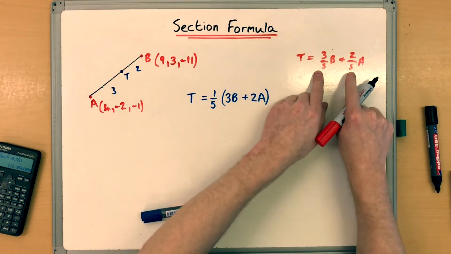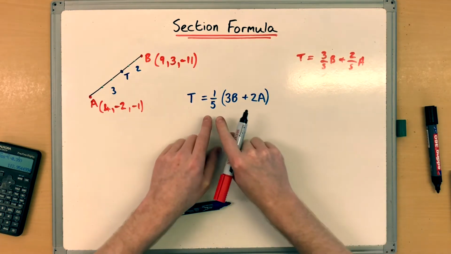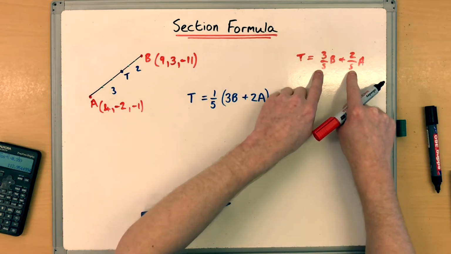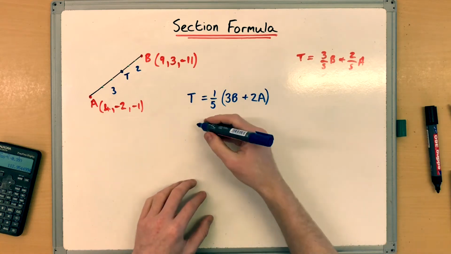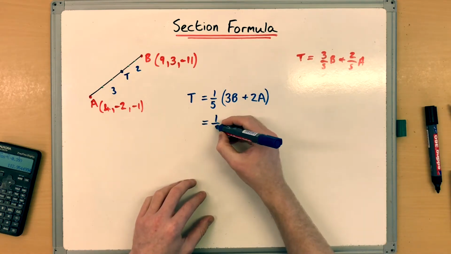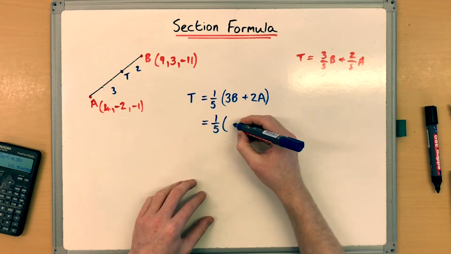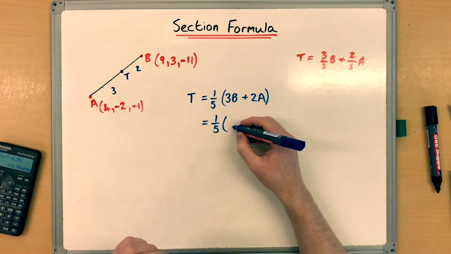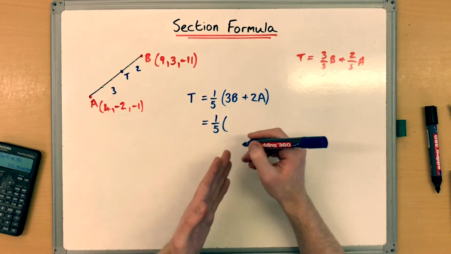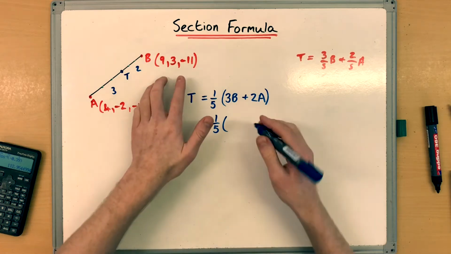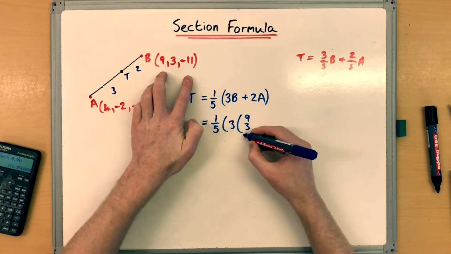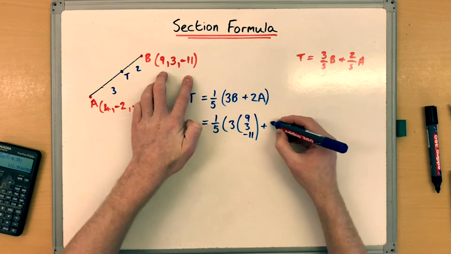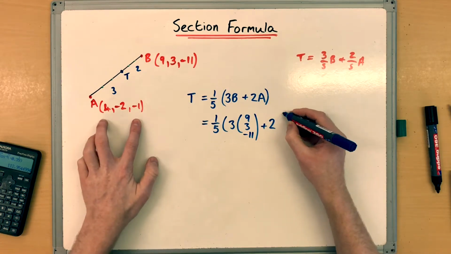But I don't like to divide by 5 in the middle. I would rather divide by 5 at the end. So I've just grabbed this 5 and put it at the front. Now I'm going to leave the 5th for now and write A and B as vectors. I'm going to get numbers and then divide by 5 at the end. So 3 lots of this, plus 2 lots of this.